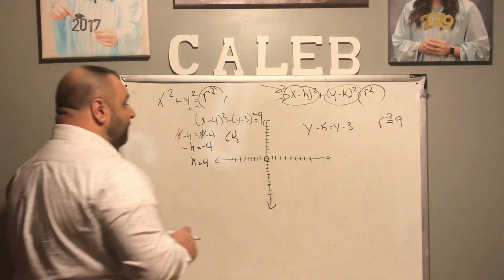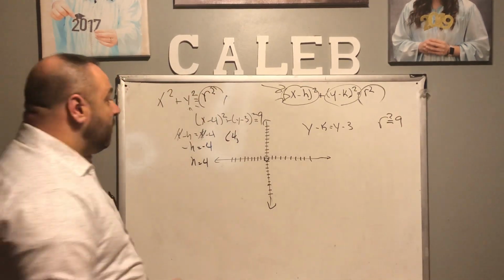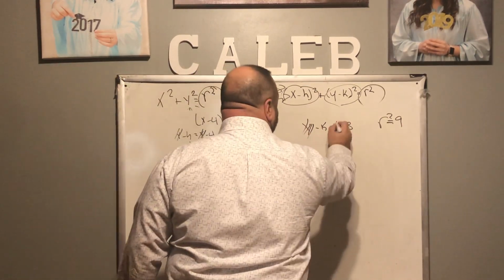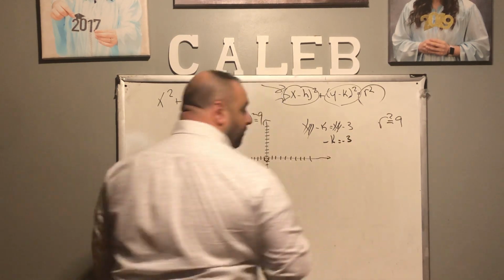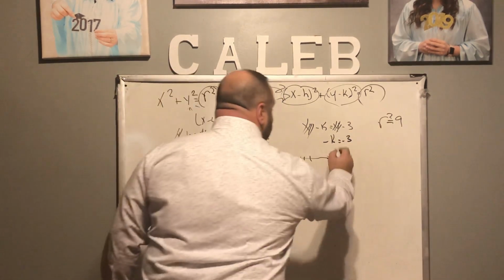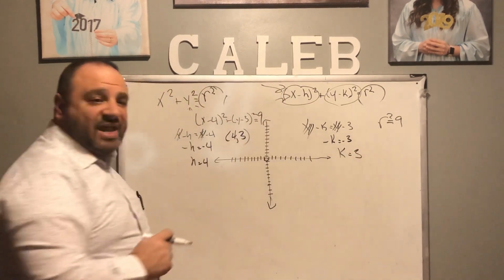Now let's look at the second part of our center. Again, y minus k equals y minus 3. We know the y's are going to cancel each other out. So we have negative k equals negative 3. Again, multiply both sides by negative 1. So k equals 3. All right, so there's the center.